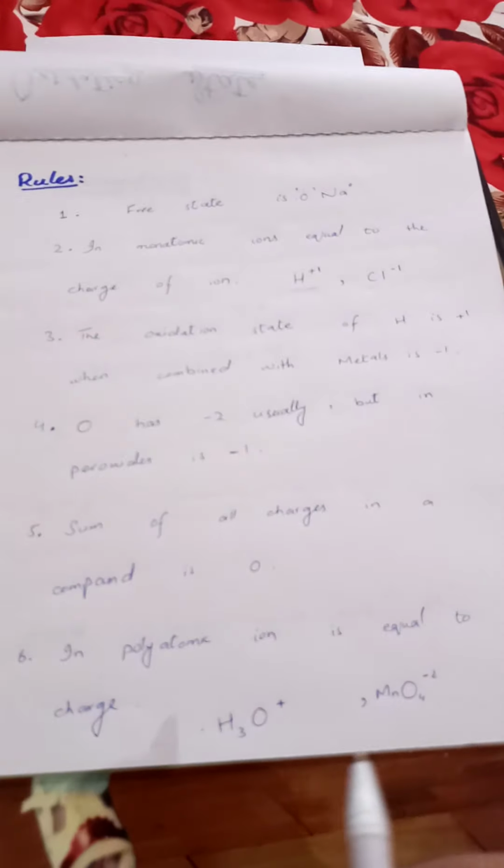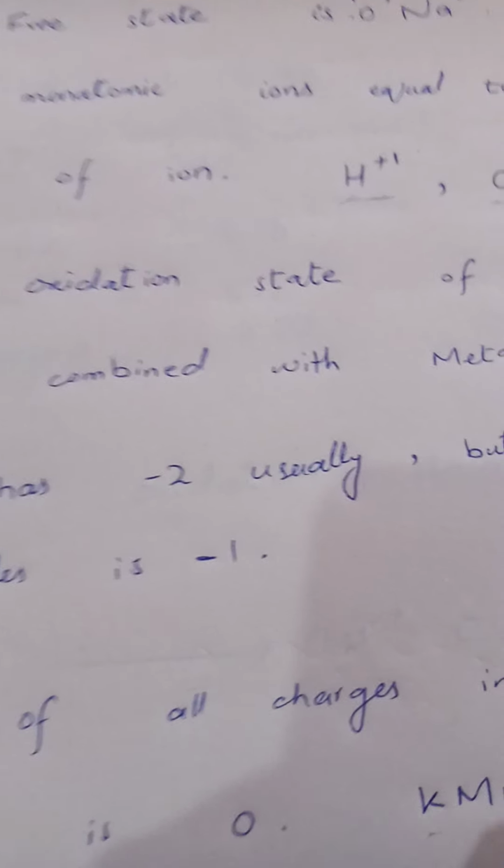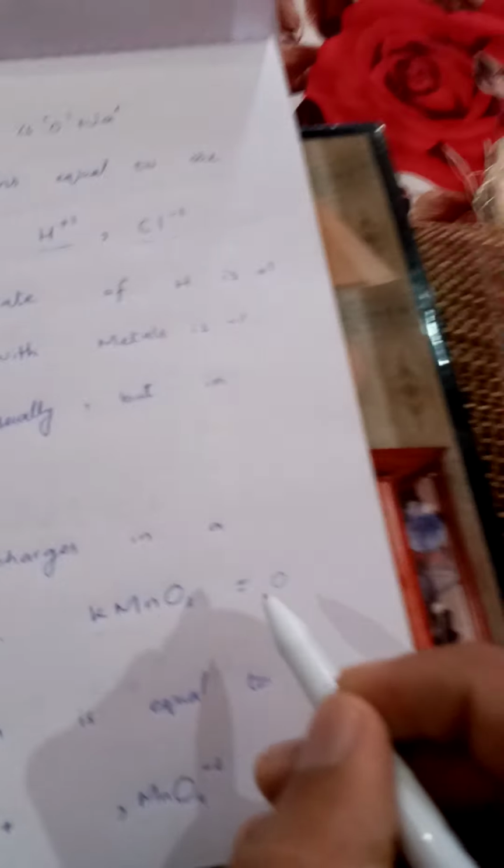Rule number 5: the sum of all the oxidation state charges in a compound. For example, we have a compound KMnO3. In this compound, when we add up all the charges, it will be equal to 0. So it means 0 charge, 0 oxidation state in the whole compound.